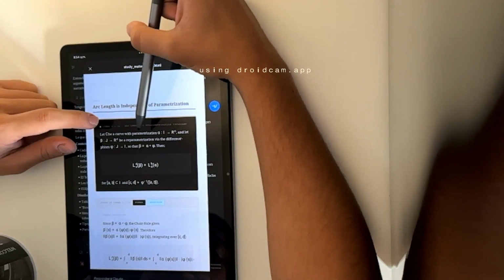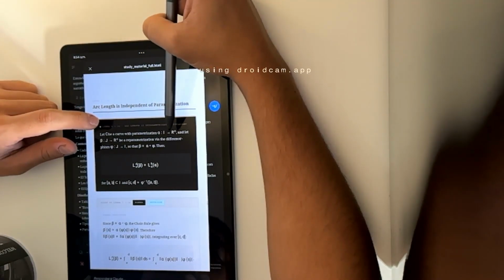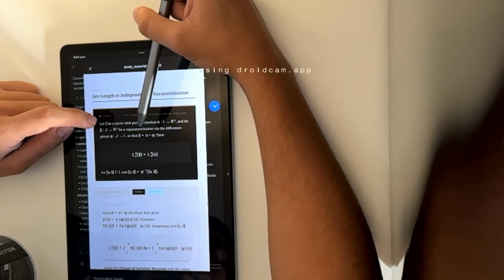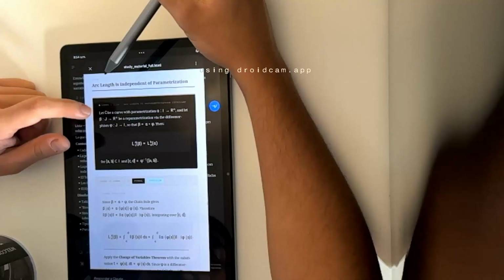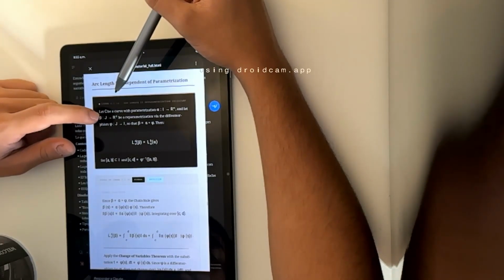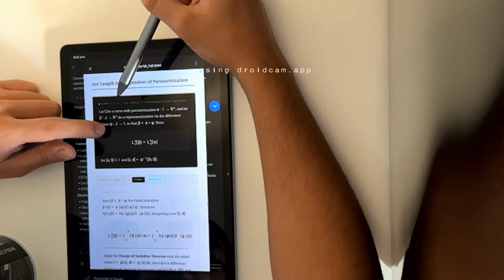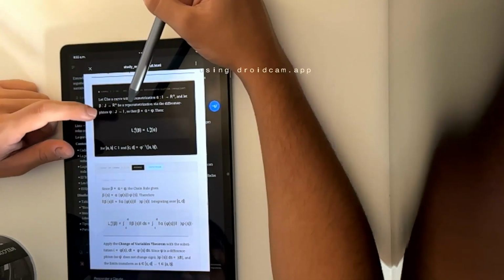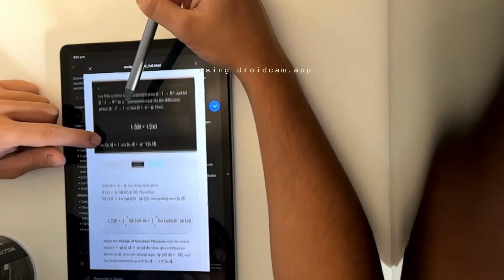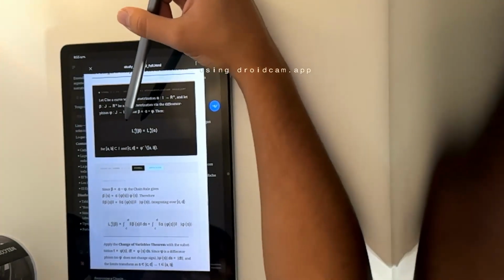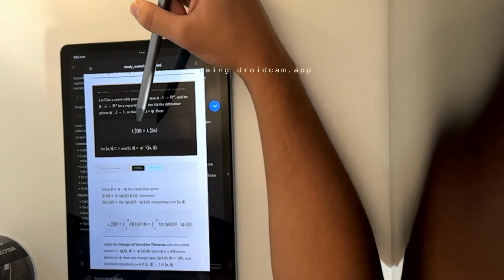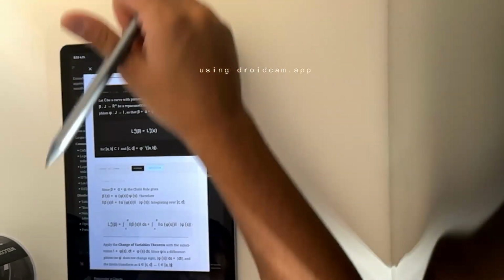Let C be a curve with parametrization alpha from I to Rn, and let beta from J to Rn be a reparametrization by the diffeomorphism phi from J to I, so that beta equals alpha composed with phi. Then the length of the curve when computed with beta is the same as the one with alpha.